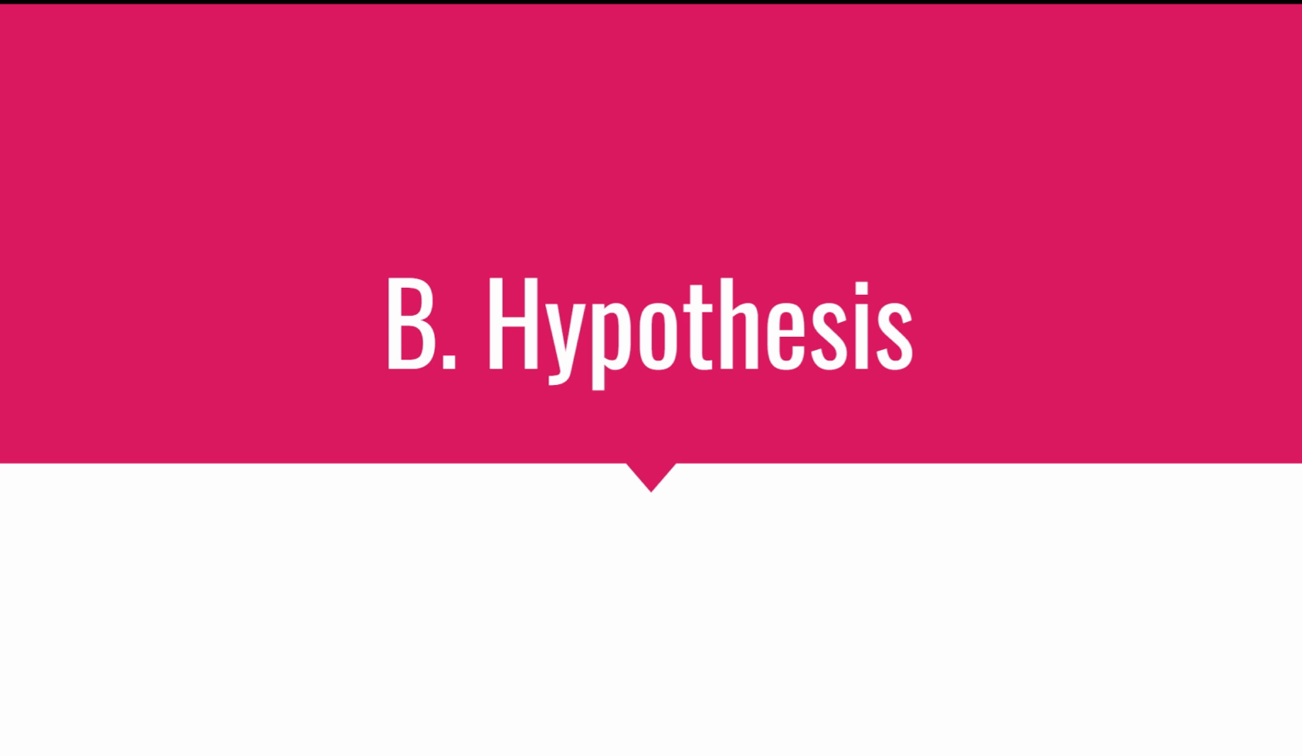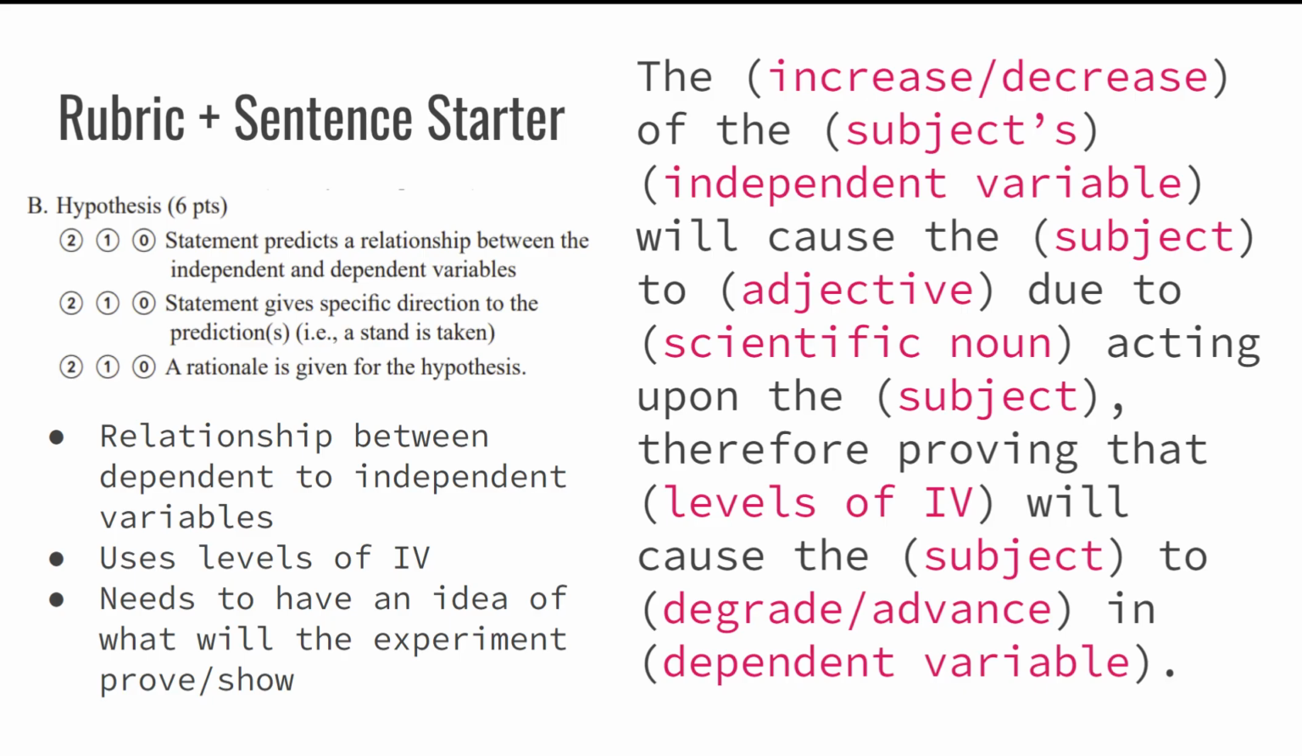So let's get started. Starting off with the hypothesis, a few things we want to keep in mind: this needs to be a relationship between the dependent and independent variables. We're going to be talking about how the dependent variable is affected when we are changing the independent variable. Whenever we say this in our hypothesis, we need to use our levels of independent variable. Levels means our changes. So how exactly are we changing the independent variable, and how is the subject being changed as well? We're going to use that to figure out our hypothesis and then see how that affects our dependent variable.